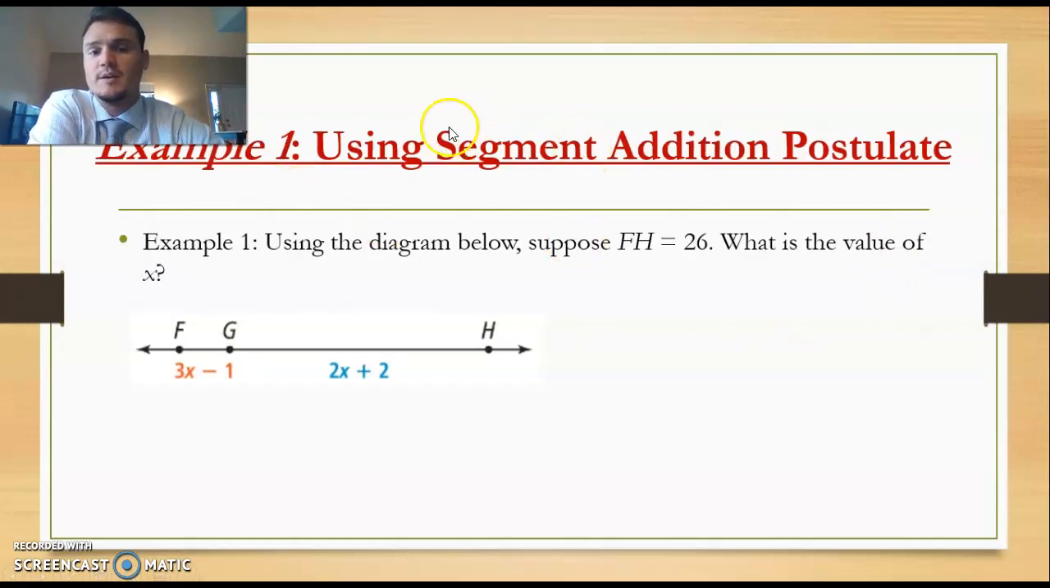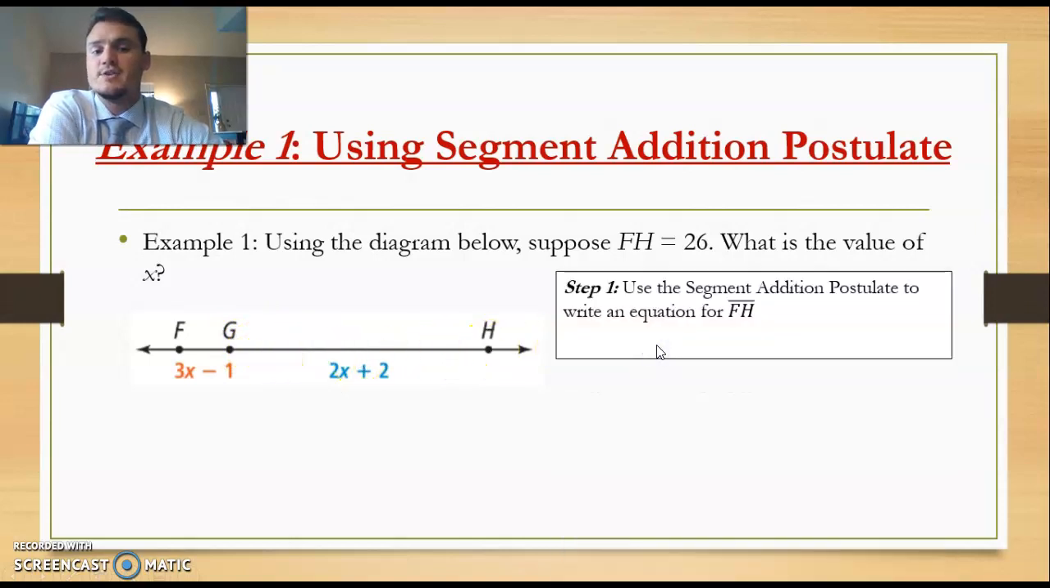So example 1, using the segment addition postulate. Using the diagram below, we're going to suppose that FH is 26 units long, or the distance from F to H is 26 units. So we want to know what the value of X is. They use these expressions to represent the length of FG. This expression right here represents the length of G to H.